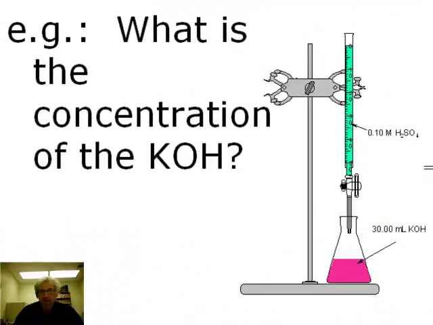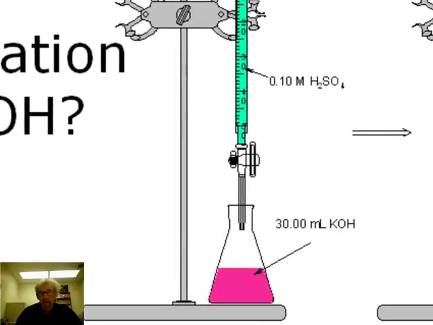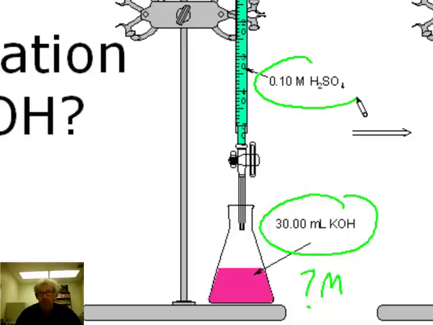This second titration has a base in the flask and an acid in the burette. So we've got 30 milliliters of a KOH solution in the flask, but we don't know its molarity. In fact, that's the question. What is the concentration of the KOH? In the burette, we have 0.10 molar H2SO4, sulfuric acid.